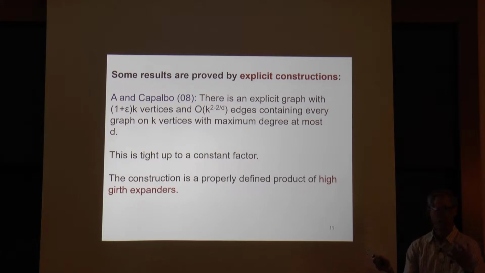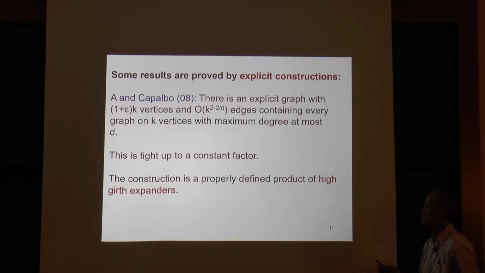You know, you try to be universal for many graphs, and you don't have so many subgraphs. So the number of subgraphs you have has to be at least the number of graphs in the family, and then you just do the obvious computation. This usually gives a good lower bound. And the construction here is some properly defined product of high girth expanders.